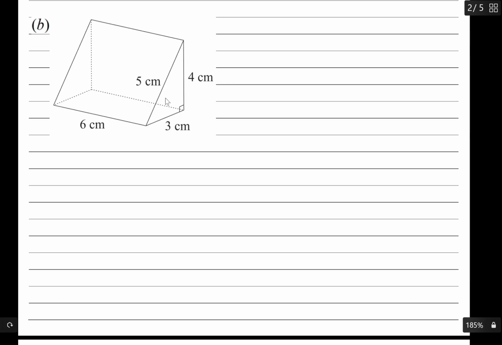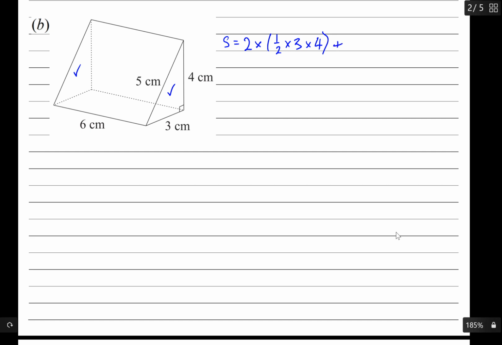Moving on, surface area of this guy, we've got a triangular prism here. First thing I'm going to do is deal with the triangular face. So the area of a triangle is a half times the base times the height. In this situation, the base will be 3, the height will be 4. So our surface area, and you can see I've got one of these triangles here and one at the back as well. So I want 2 lots of a half times the base times the height.